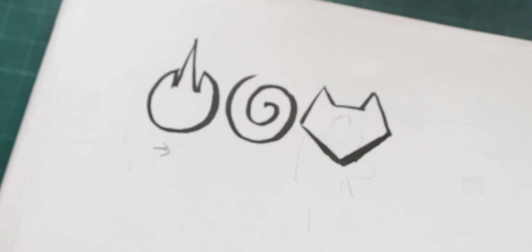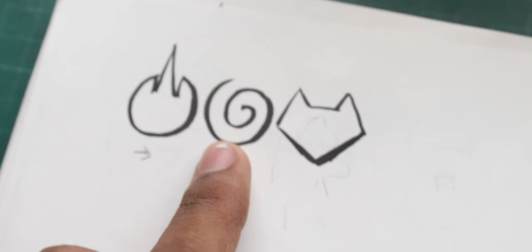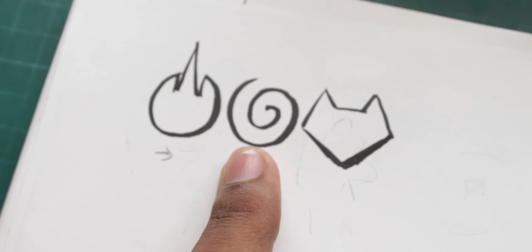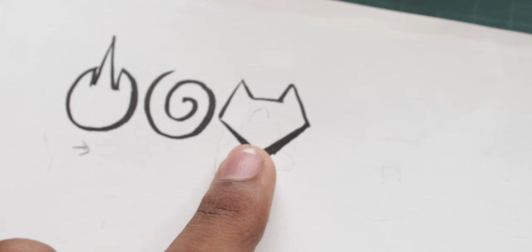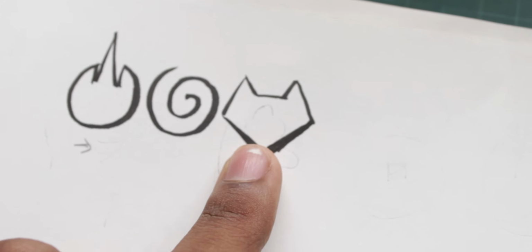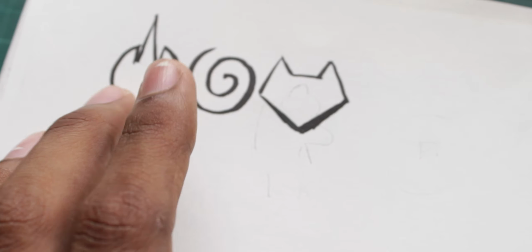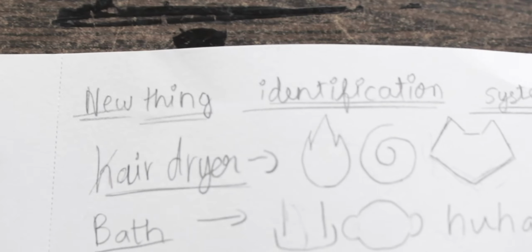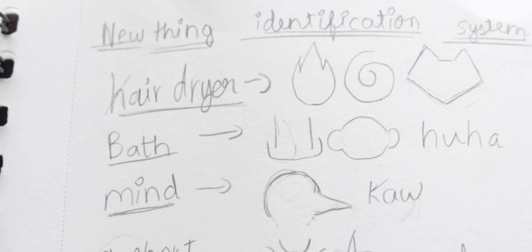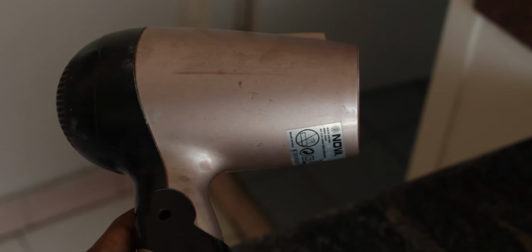Fire. It sounds like warmth. And wind, the swirly symbol, that sounds like breeze. And wolf, that sounds like fur. So fur, warmth, breeze. What could be the correlation? Well, it's a hairdryer. That's what the word is going to describe. So it's essentially a device that blows warm air onto your hair.